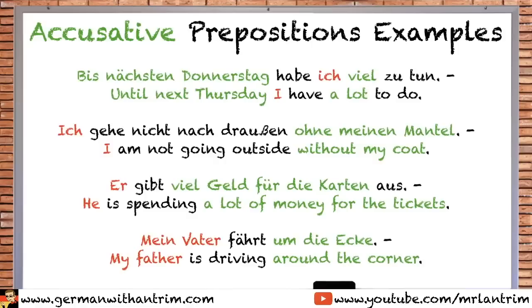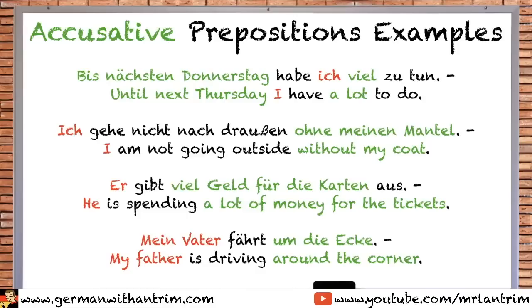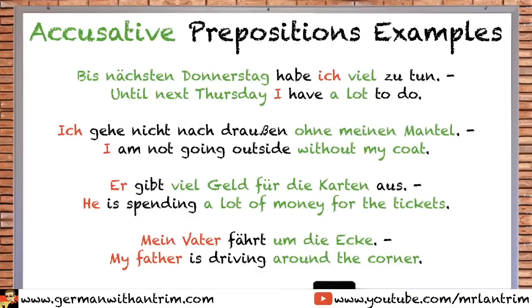Now, examples of the accusative case. Bis nächsten Donnerstag habe ich viel zu tun. Until next Thursday, I have a lot to do. Bis is accusative. That's why we have nächsten Donnerstag, which is accusative and masculine, with the en ending there. Viel is also in the accusative case. It's the thing being had in that sentence, which is why it's accusative as well.